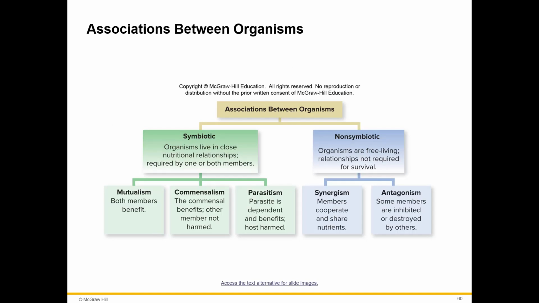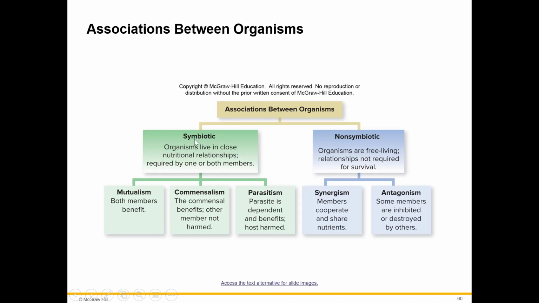So now that we've talked about those nutritional categories, we're going to talk about some associations between organisms. Symbiotic means that organisms are living in close nutritional relationships that are required by one or both members. Non-symbiotic are organisms that are free-living and their relationships are not required for survival.